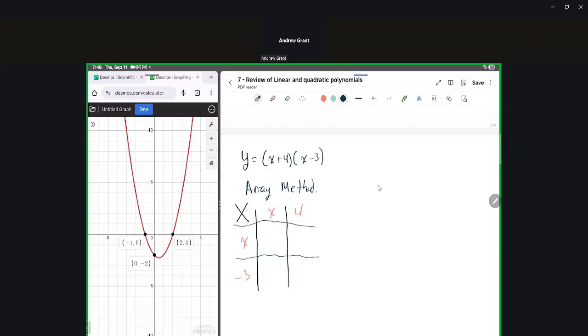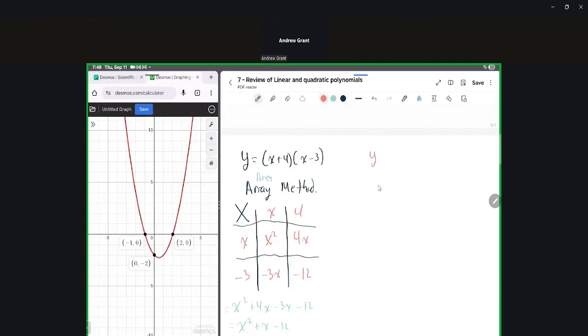So x times x is going to give us x squared. x times 4 is 4x. Negative 3 times x is negative 3x. Negative 3 times 4 is negative 12. From here, you combine all of the terms together. So this is x squared plus 4x minus 3x minus 12, which gives us a final solution of x squared plus x minus 12. So this is called the array, sometimes called the area method, if you learned about this in elementary school, because you can do this with 2 and 3 digit numbers as well.